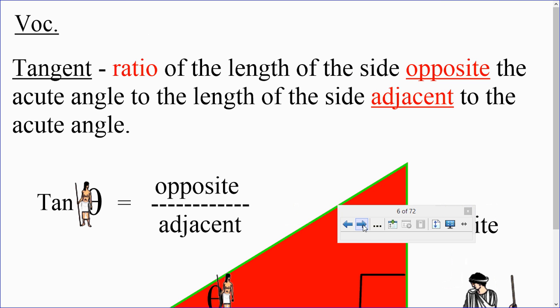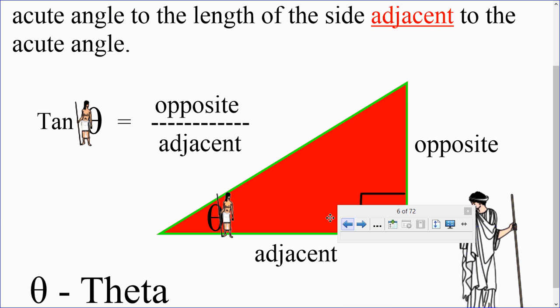Here's another word we need to know, tangent. That's the ratio of the length of the side opposite to the acute angle to the length of the side adjacent to the acute angle. And I tell my students, when SOHCAHTOA has tried to look for his horse, he's going to look through the tangent way of looking for it. So tan of theta is equal to the opposite side over the adjacent side.